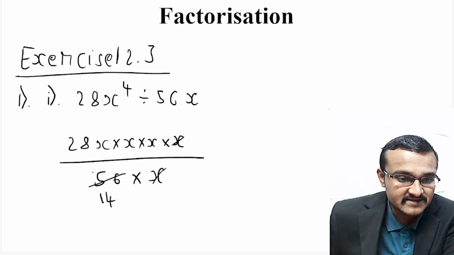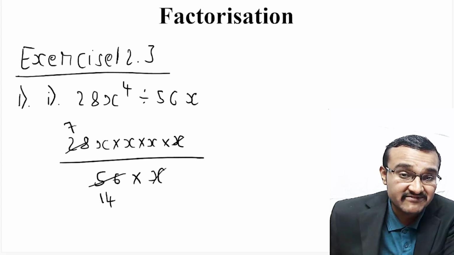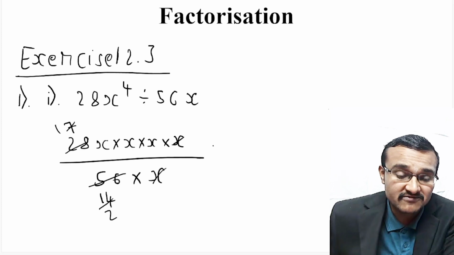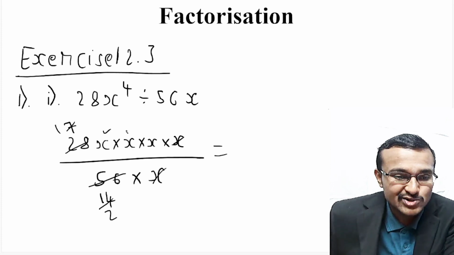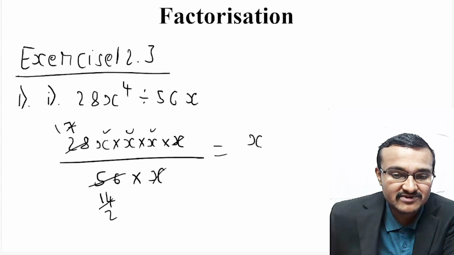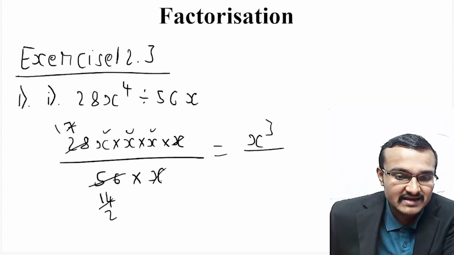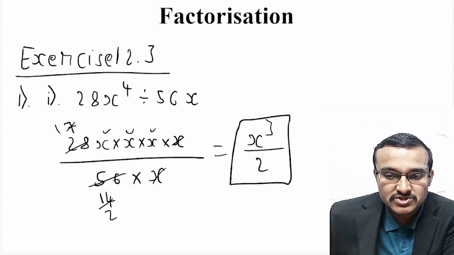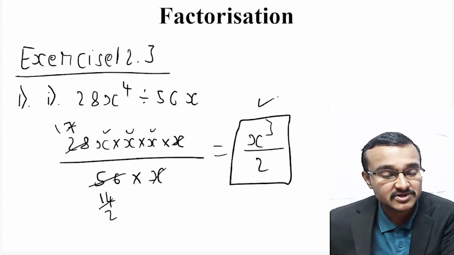4 4s are 16. Here 28 is there. 4 7s are 28. So 7 by 14 is there. So 7 1s are 7, 7 2s are 14. So here 1 into x into x into x will be remaining in the numerator. So that will be x cube divided by, here x has got cancelled, only 2 is there. So x cube by 2. So this is the answer for the first question in this first question.